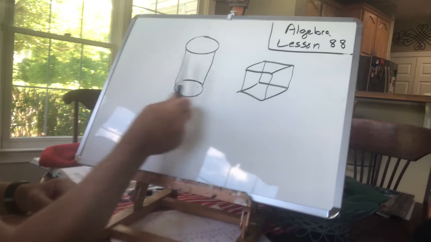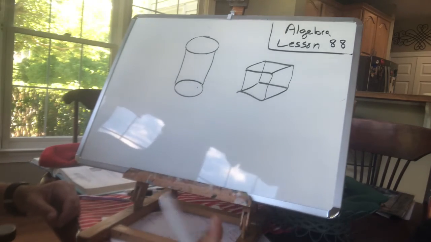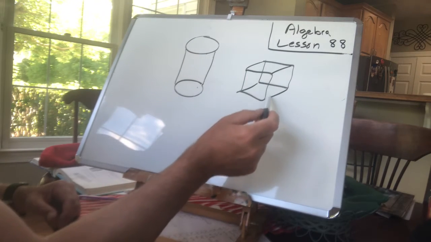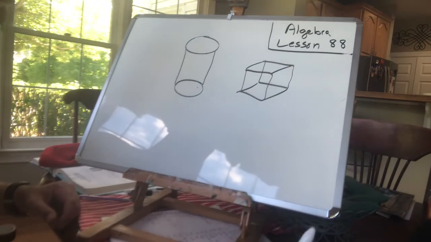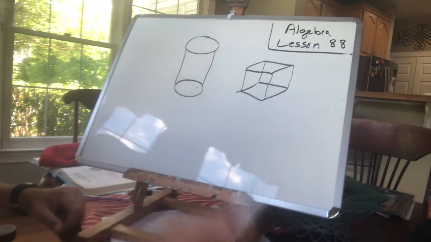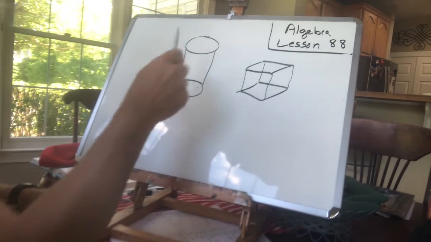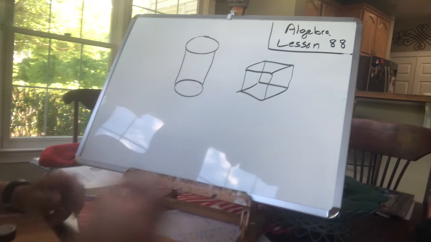Okay. With a rectangular prism, there's going to be 6 sides, a top and a bottom, 2 sides there, and a front and a back, and so on and so forth. There's 6 sides. With this cylinder right here, there's a top and a bottom, and then there's a wraparound, right? Almost like a soup can.